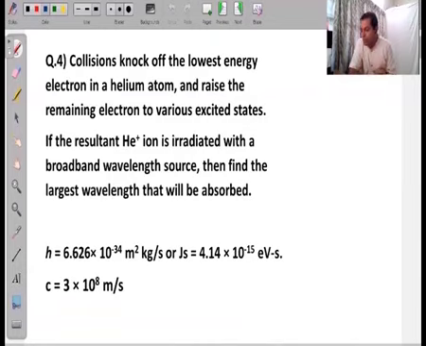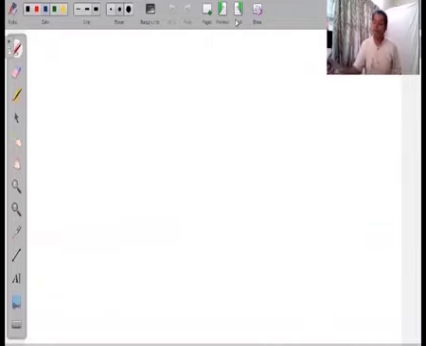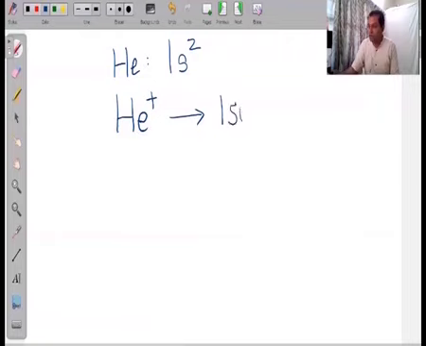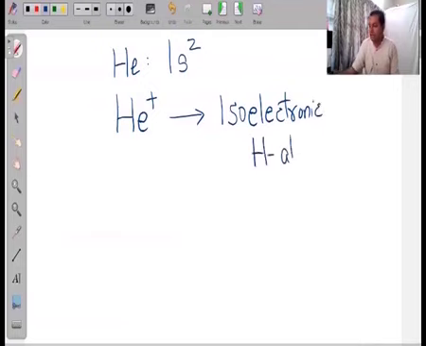And to help us, we are given the value of the Planck's constant in different units, in joule seconds or in electron volt seconds, and we are given the speed of light. So let us see how to solve this problem. We first note that helium is the 1s2 system. It has 2 electrons, but then we have knocked off 1 electron, so it becomes He plus, and that has only 1 electron, so it is isoelectronic. It has the same number of electrons as the hydrogen atom.